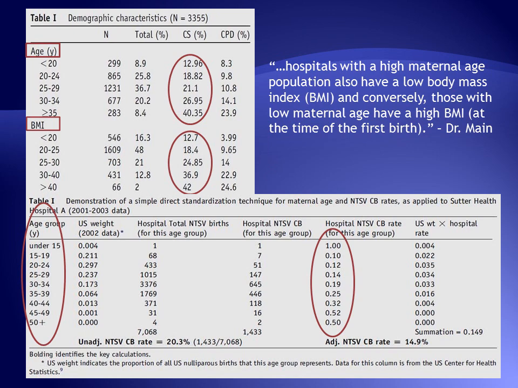Consider the logic behind Dr. Main's incredible discovery. Dr. Main can't possibly be claiming that women get thinner as they get older, because if that claim were true, then no one would have ever noticed the significant effect of age on outcome, because if older women were thinner and younger women were heavier, then these two factors would have canceled each other out, and the NTSV cesarean birth rate would be the same for all age groups.